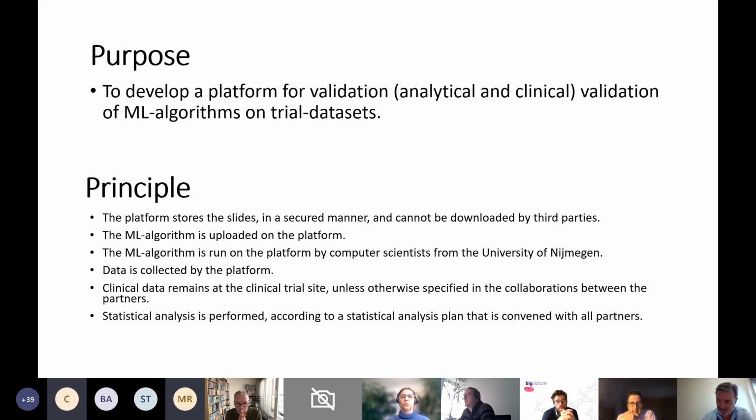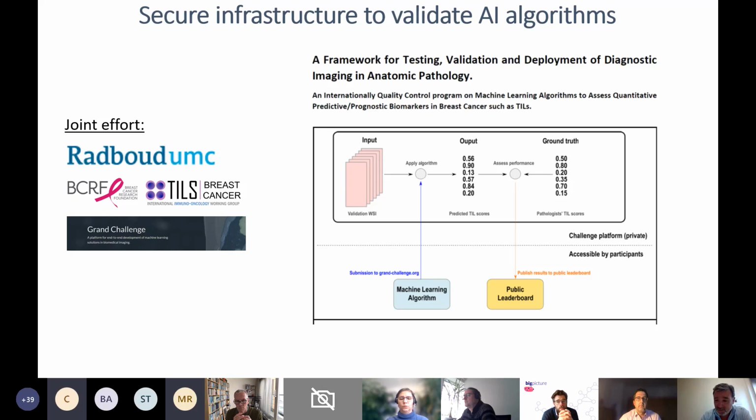And we are testing this model with Francesco's group in Nijmegen. Importantly, the clinical data remains at the trial site because that's a proprietary thing. But the statistical analysis plan is developed before the study, before the analysis of the data, and not during the analysis of the data, as is done in most research projects. So this is the model.